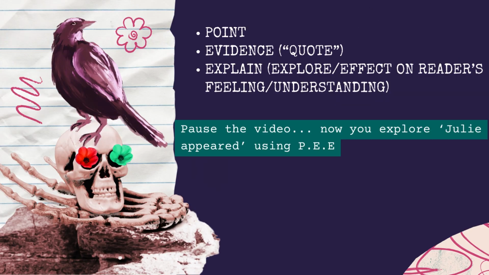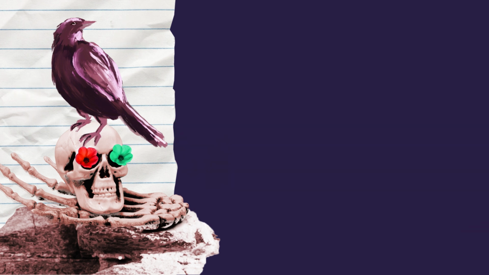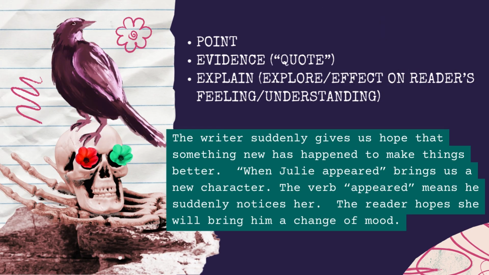Now you try. Pause the video and explore the quote Julie appeared using P.E.E. And I'm going to give you a sample paragraph now. So I've said the writer suddenly gives us hope that something new has happened to make things better. When Julie appeared brings us a new character, and the verb appeared means he suddenly notices her. The reader hopes that she will bring him a change of mood.